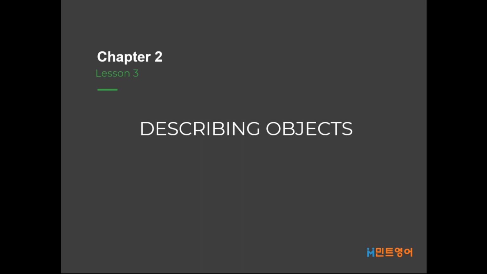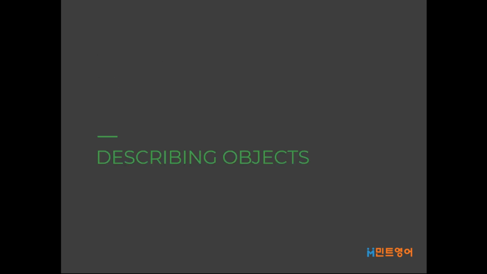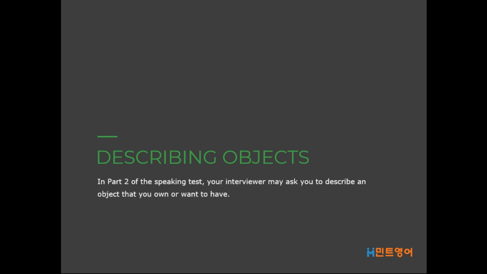In Lesson 3 of Chapter 2, we're going to discuss how to describe objects. Everything that we can see around us can be described. In Part 2 of the speaking test, your interviewer may ask you to describe an object that you own or want to have. To give a clear description of this object, you need to choose the right words and follow an ideal structure. Following the steps that we're going to talk about in this lesson will enable you to give an accurate and coherent answer.